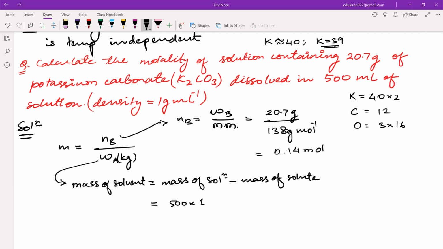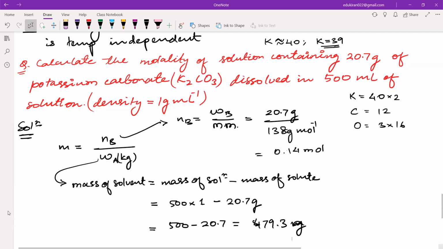And so this is also grams per ml, this is also here in ml, minus the mass of solute, which is equal to 20.7 gram. So this will be equal to 500 minus 20.7. So this will be equal to how much? 479.3. Okay. So it will be equal to 479.3 grams. इतना आ जाएगा? Yes or no, please tell me. Yes.